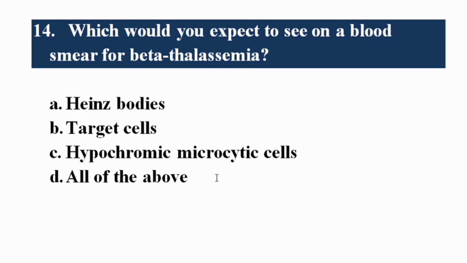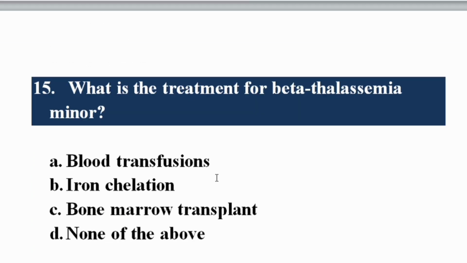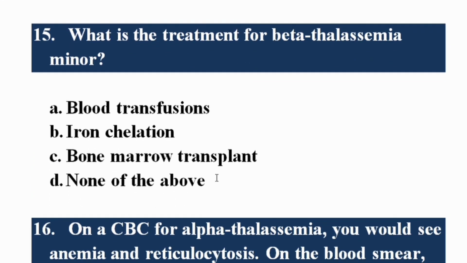Which would you expect to see on a blood smear for beta thalassemia? Right option is delta, all of the above. What is the treatment for beta thalassemia minor? Right option is delta, none of the above.